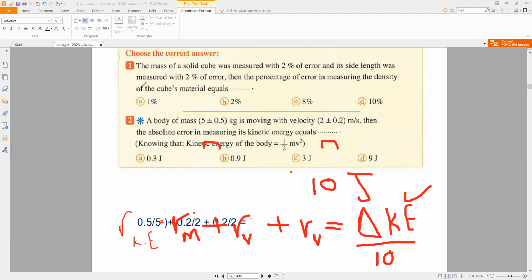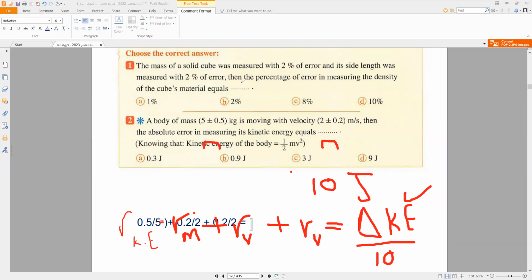Try to solve another exercise about this lesson. What about the first example? Try to solve the first example here. The mass of a solid cube was measured with 2% of error, and its side length was measured with 2% of relative error. Percent means relative error. Then the percent of measuring the density of the cube equals what?